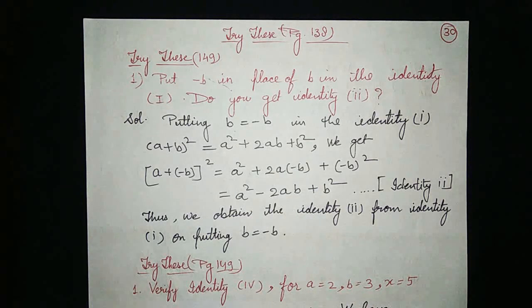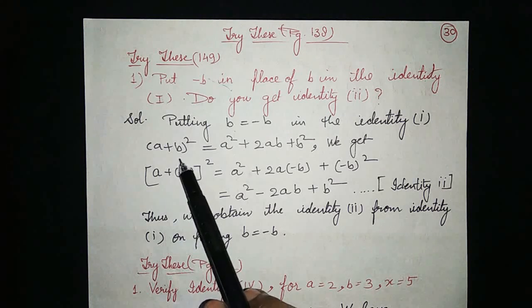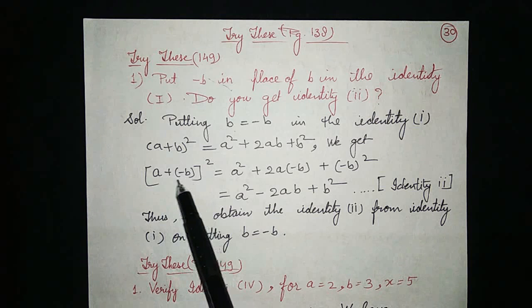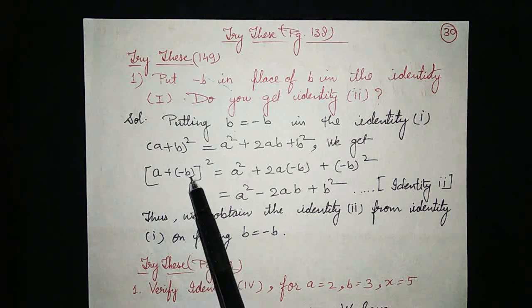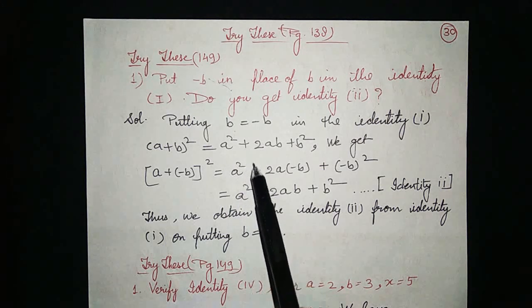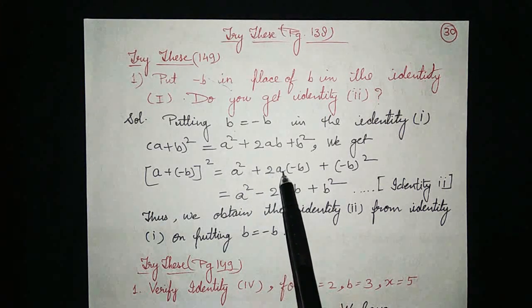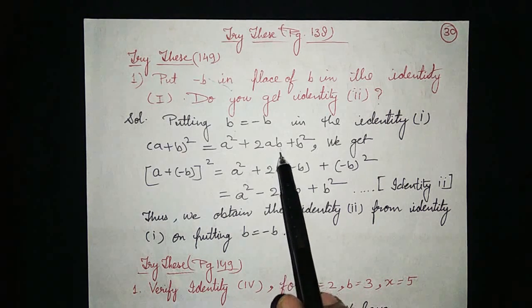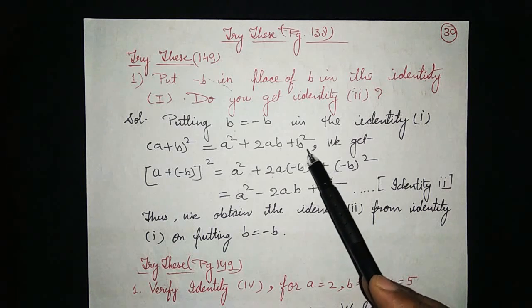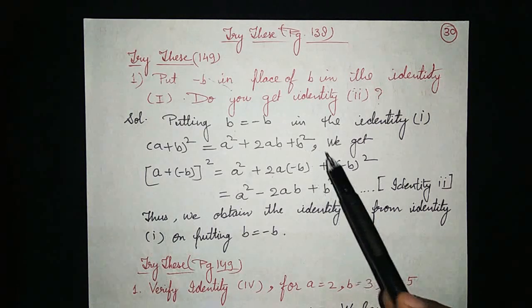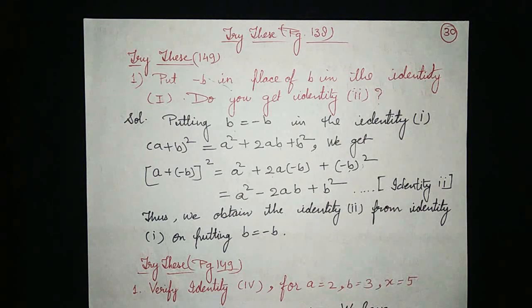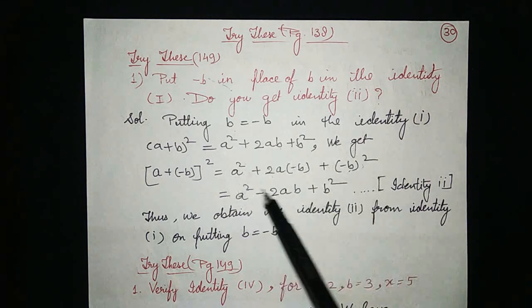Now we will put minus b in place of b. Here you can see in place of b I have written a plus, in bracket, minus b whole square, and then here this a square we will write plus 2 and a we will write, and here also in place of b you will write minus b, and for this b square also, for b you will write minus b, and then you will do its square. Now you will solve it.